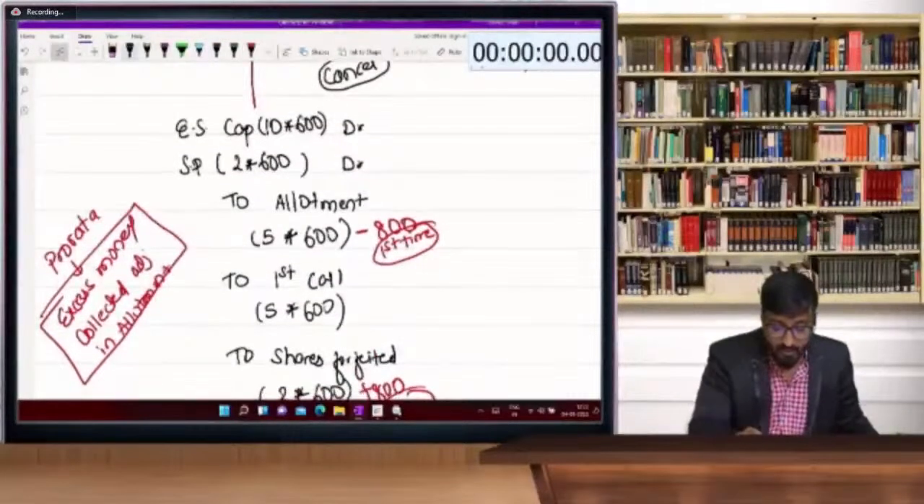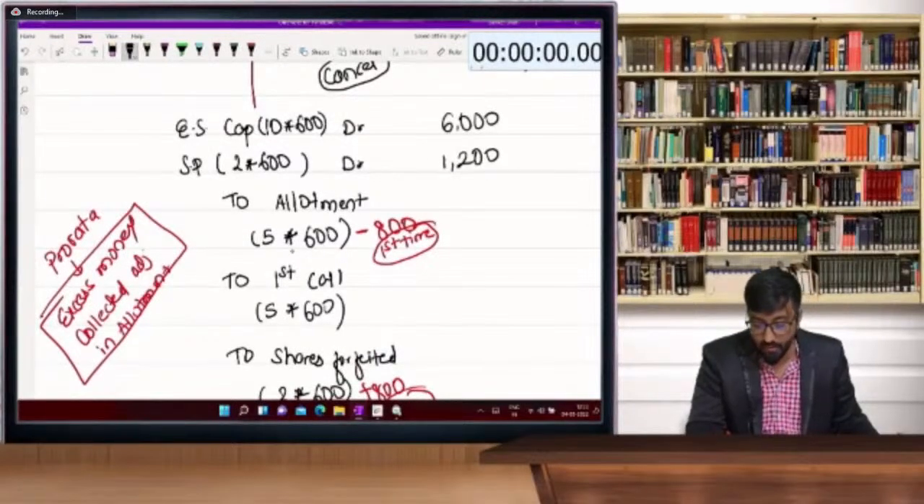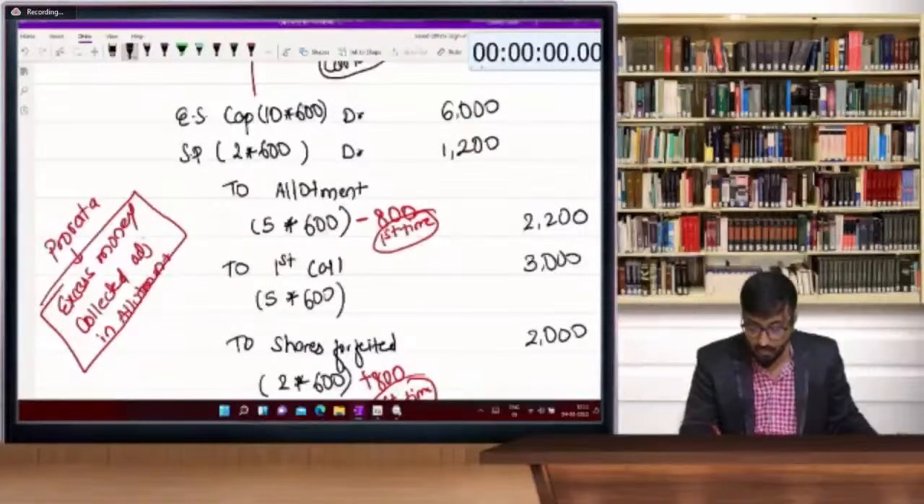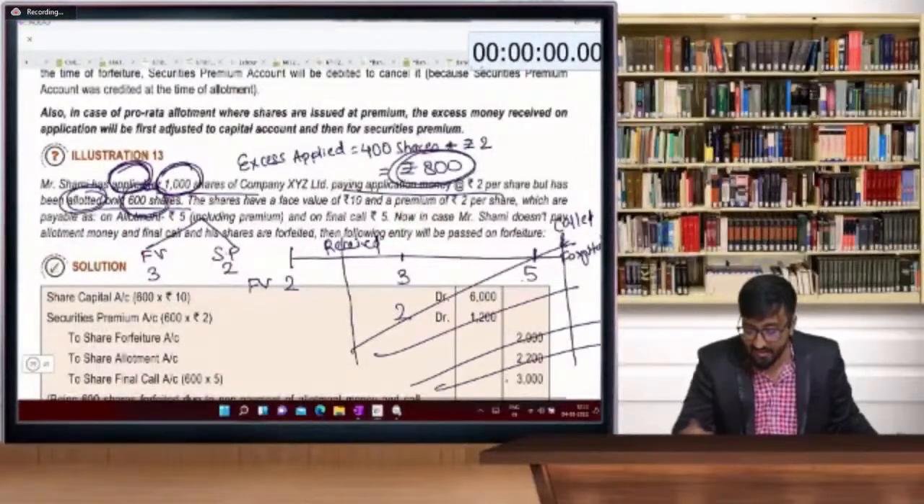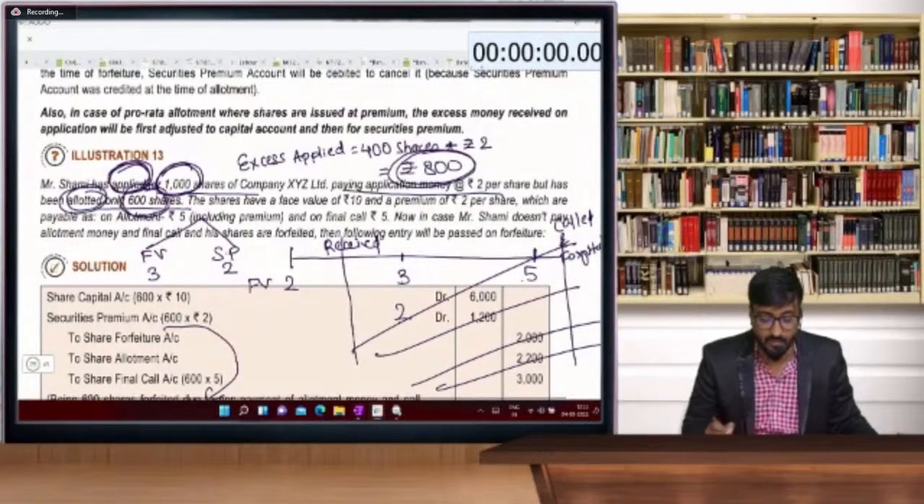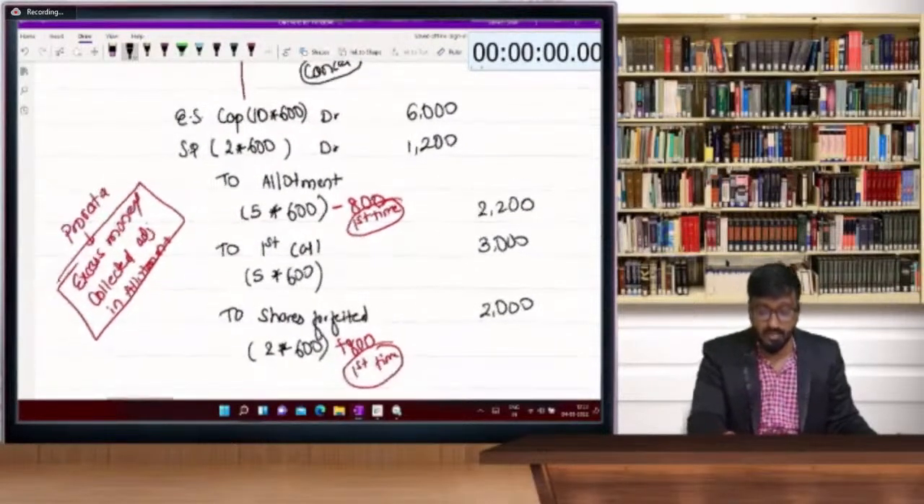So let us see the entry. 6,000, 1,200, 3,000 minus 800. This is 2,200. This is 3,000. And this is 2,000. See the difference, 7,200. Yes! ICAI shares forfeited को लास्ट में लेना चाहिए according to Sanket sir's sequence. So this is the entry.